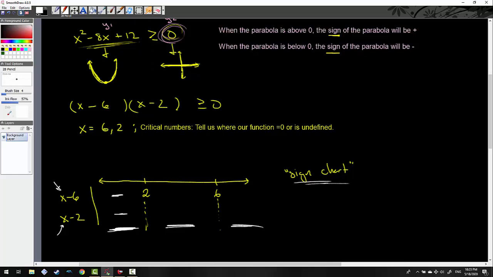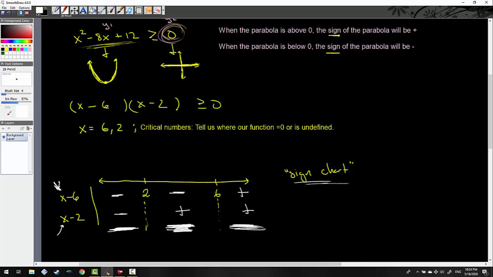This region here that I'm going to darken in white is the region reserved for numbers between the values of 2 and 6. So I need to pick a number between 2 and 6, like 4. And again, it doesn't matter what number you choose, as long as it's in between 2 and 6. So 4 into this function, 4 minus 6 is negative 2. I don't care that it's negative 2 because it's a sign chart. It's just negative. 4 minus 2 is positive. And now this third region on the right side is reserved for all numbers greater than 6. So I'll choose a number like 12. It doesn't matter what number I choose, as long as it's above 6. 12 minus 6, positive. 12 minus 2, positive.